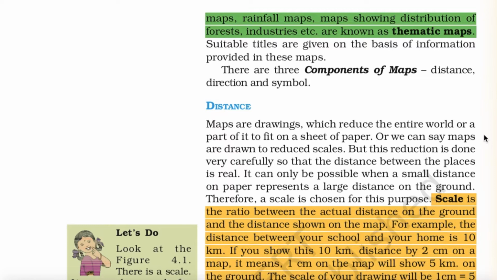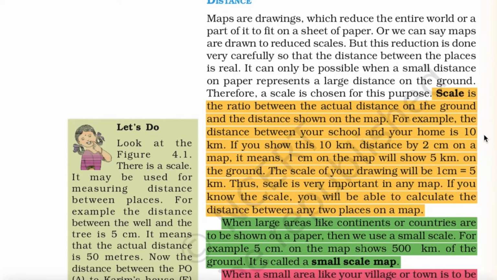Suitable titles are given on the basis of information provided by these maps. There are three components of maps: distance, direction, and symbol. Distance. Maps are drawings which reduce the entire world or a part of it to fit on a sheet of paper. Or we can say maps are drawn to reduced scales. But this reduction is done very carefully so that the distance between the places is real. It can only be possible when a small distance on paper represents a large distance on the ground. Therefore, a scale is chosen for this purpose.